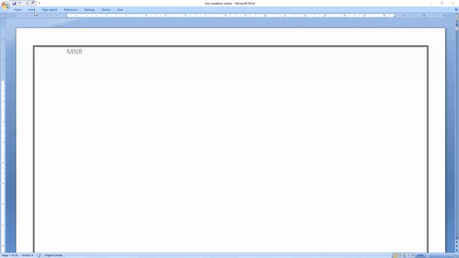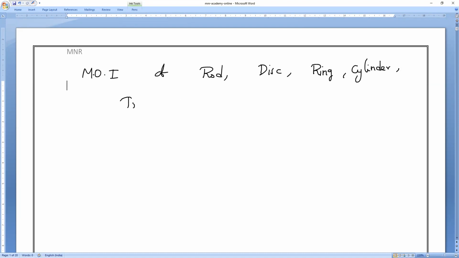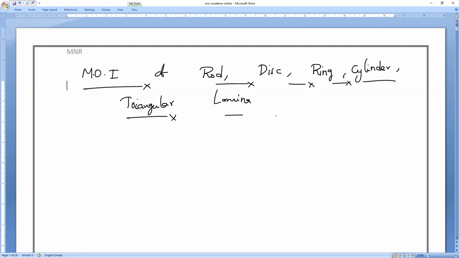So this is one of the most important lectures in rotational motion. So please, all of you, write it. Moment of inertia of rod, disc, ring, and as well as cylinder, and we can say triangular lamina. So we are going to find the moment of inertia of these things. We are going to find the formula for the moment of inertia of rod, disc, ring, and all. So mostly one or two we will solve, at least three we will try to solve in today's class.